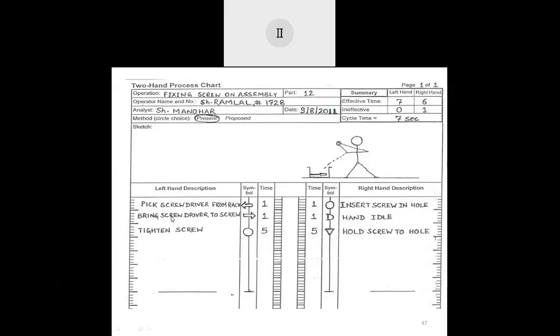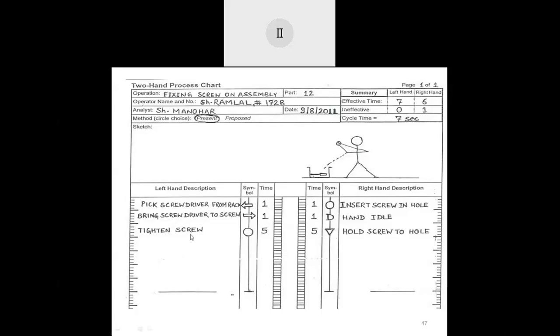Next is the third activity, tighten screw. Some operation is going on. With the left hand we are tightening the screw, and at that time period our right hand is holding the screw so that the screw can easily touch the hole. And in this time period you can see how much time is written. This is in seconds: 1 second, 1 second, 5 seconds.